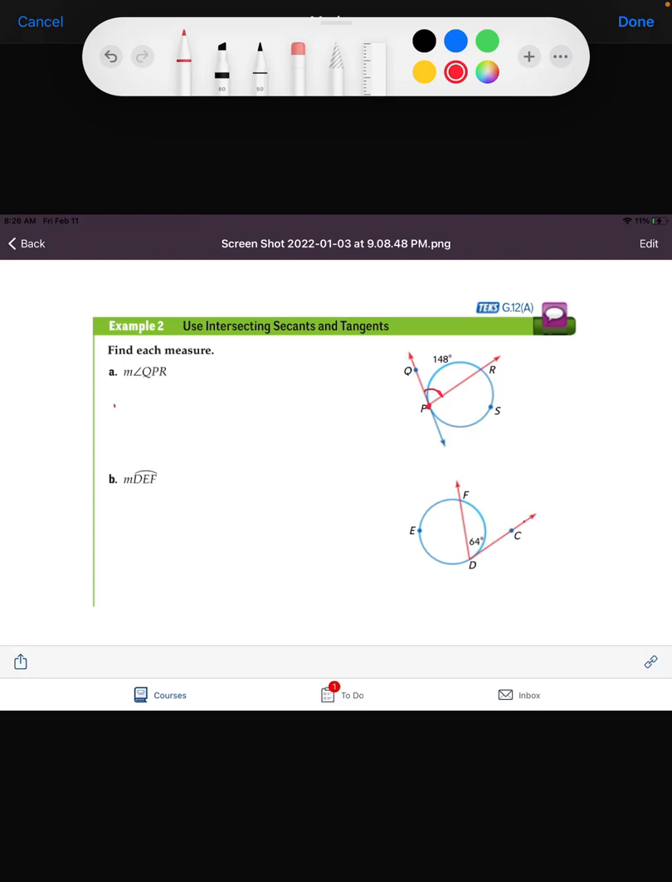So the measure of angle QPR equals 1/2 the measure of arc PR. So PR is 148, so we'll substitute that in, and then 1/2 of 148 equals 74. So QPR is going to be 74 degrees.